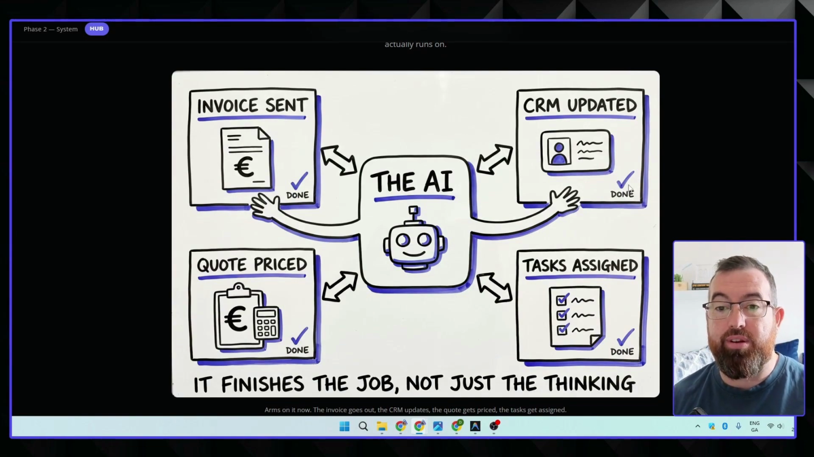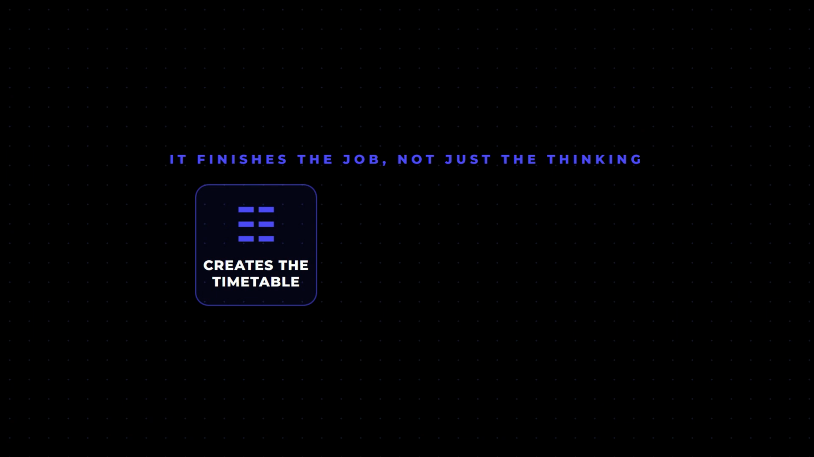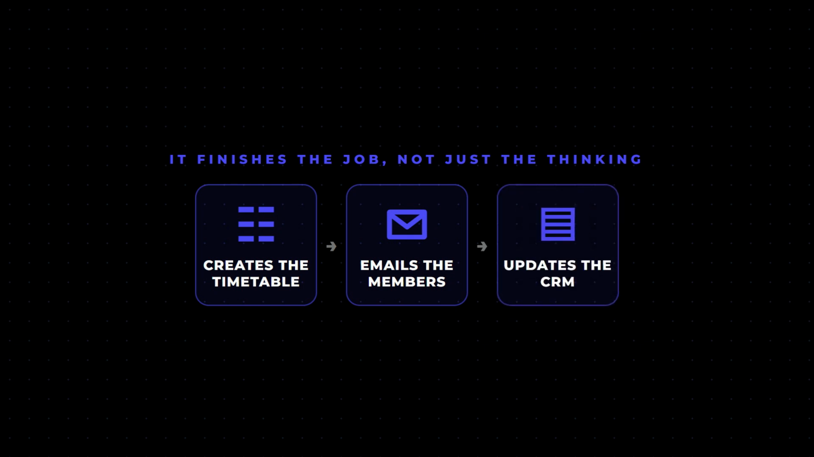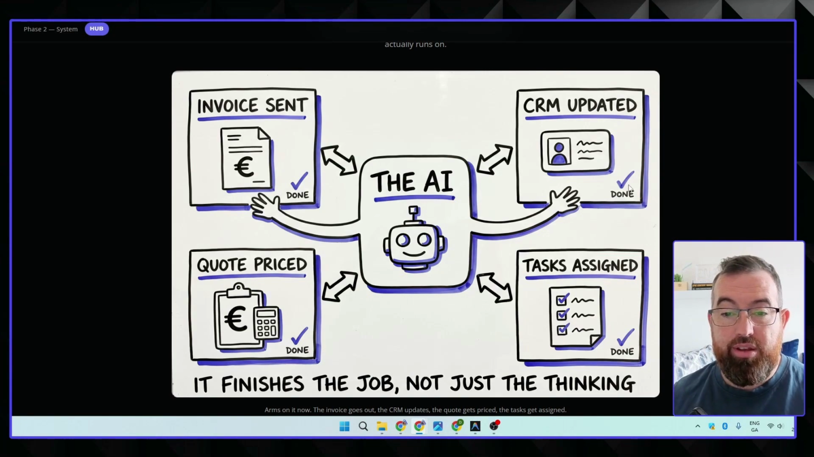So what ends up happening here is it creates your timetable for you. It then emails all your members. It then maybe updates your CRM with all the information. And this is what we mean by giving AI, I suppose, control in the hands.